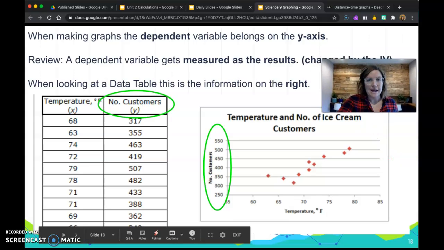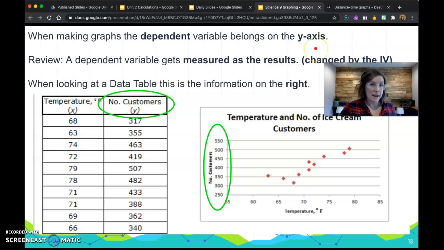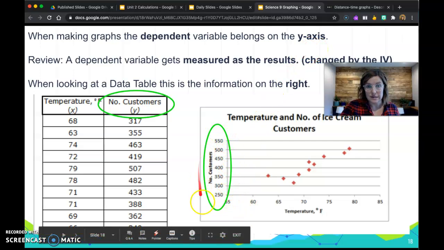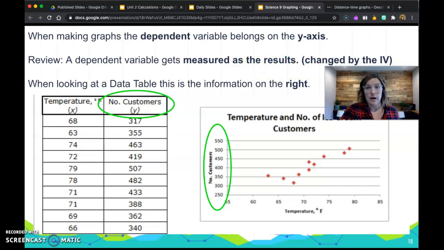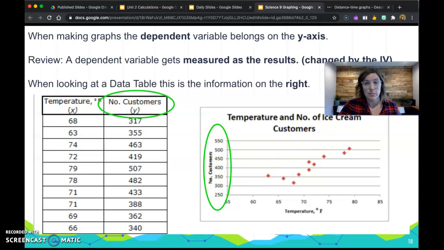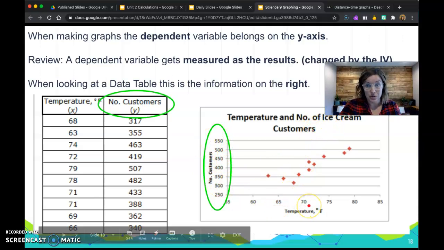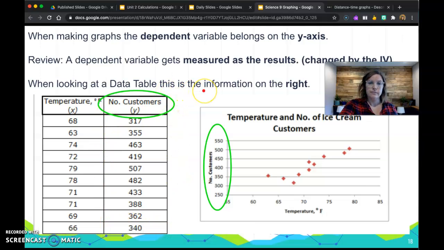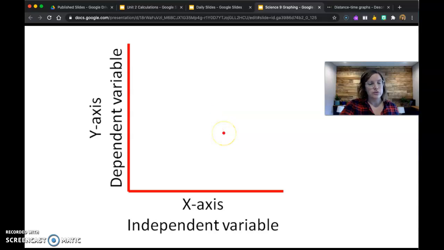So let's look at your dependent variable. Your dependent variable belongs on your y-axis, your side of the graph. So remember, this is the variable that gets measured as the result. It's the one that's being changed by the independent variable. So the number of customers that buy ice cream depends on the temperature. When you're looking at a data table, the information is on the right side. So just remember your y-axis on the side, that's your dependent variable.